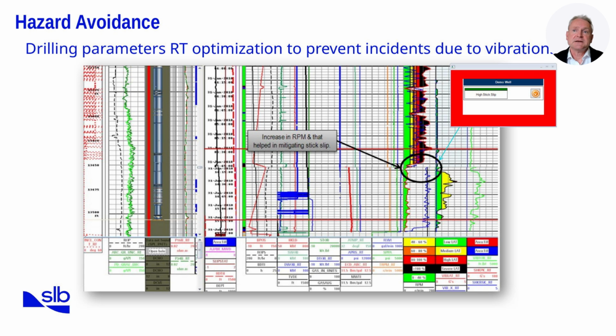When these indicators are spotted, the system suggests corrective actions, such as adjusting weight on bit, rotary speed, or flow rate, to bring drilling parameters back into the stable operating envelope. The log shows how vibration zones are mapped against operating parameters. It illustrates safe versus unstable regions, guiding drillers on where to maintain RPM and weight on bit. This visual helps explain why a proactive approach is essential.